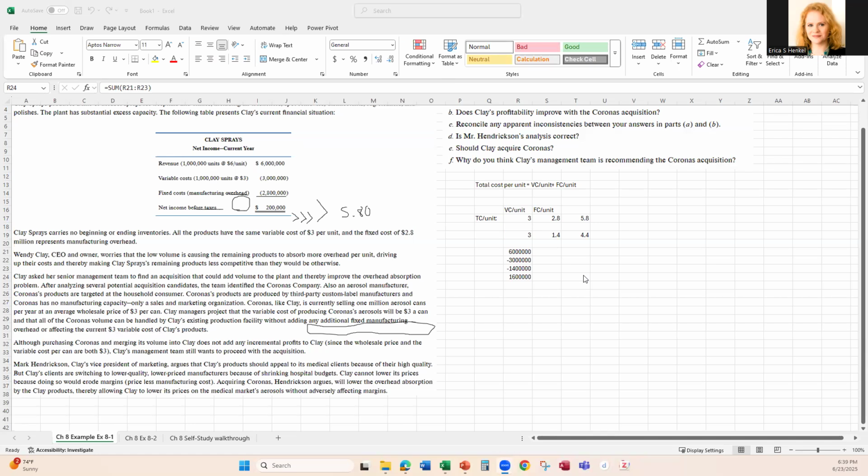If they were equivalent and being sold at the same price that we're currently selling our goods for, which is $6 per unit, we could allocate that price over. But if they're only paying $3 per can, then the clay side of the company is not going to make any money, because they're only getting reimbursed for the variable costs and not for the fixed costs. So looking at this with Coronas, it would not necessarily be profitable for them to make that acquisition.